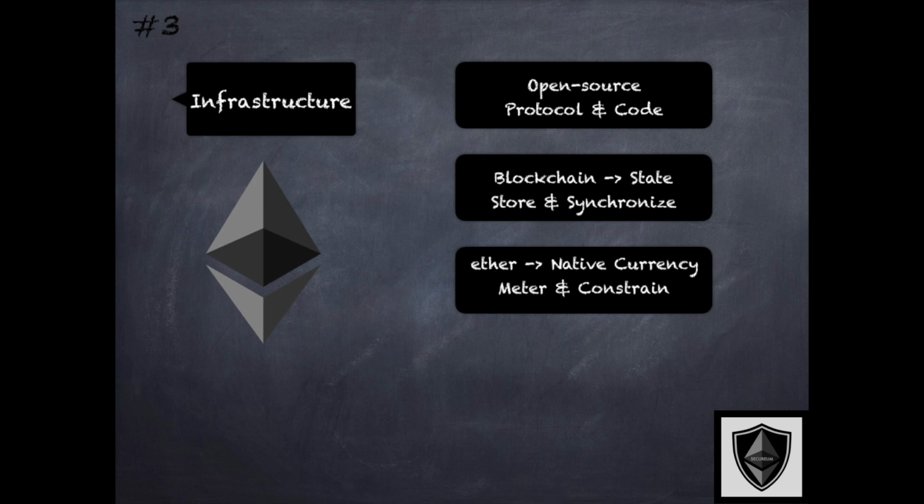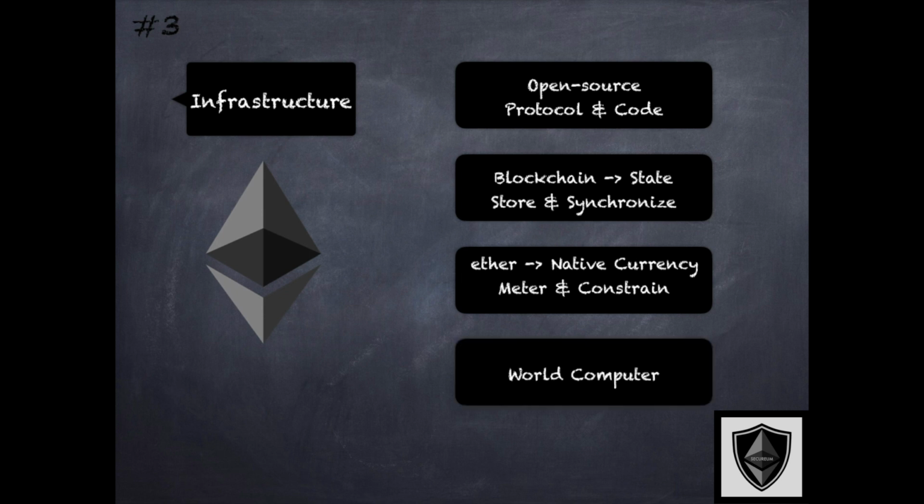And then there is a native currency in Ethereum. It's called Ether, and it's used to meter, to measure the amount of resources that is being used when smart contracts run, and it's used to constrain how long and how much resources they use up, right? And this becomes important. It ties into the Turing completeness, which we'll talk about very shortly.